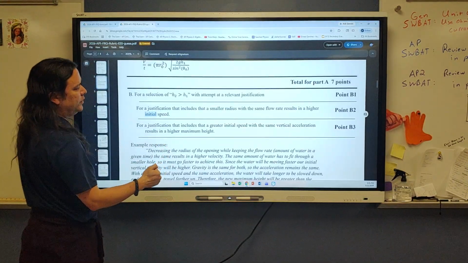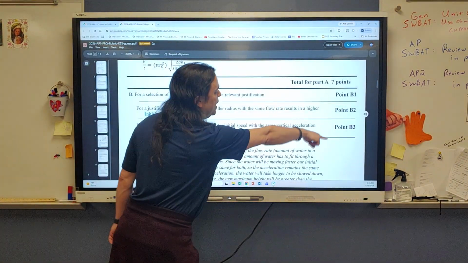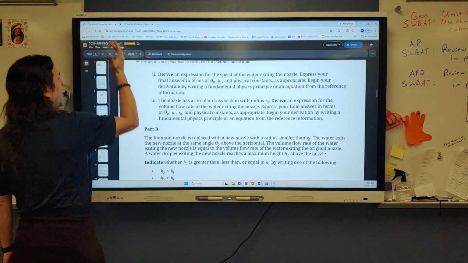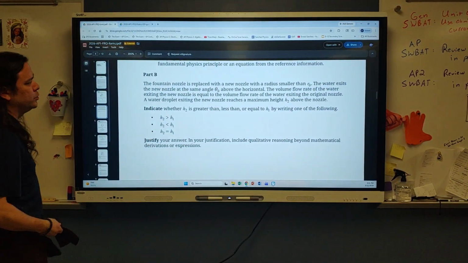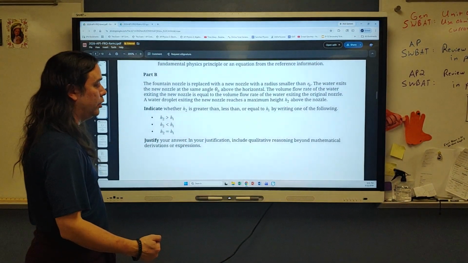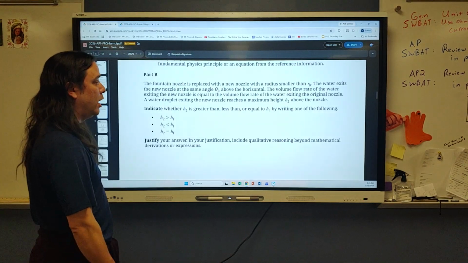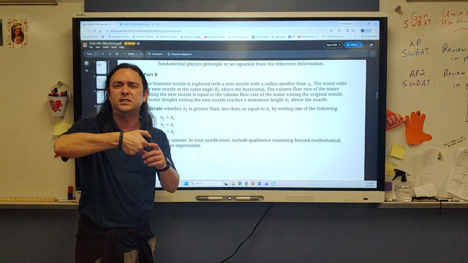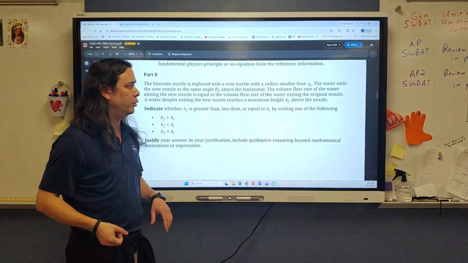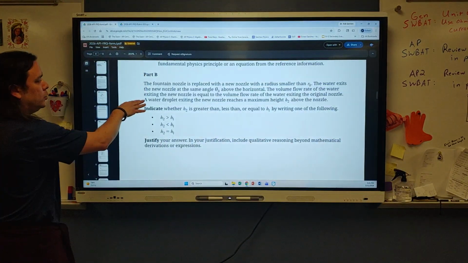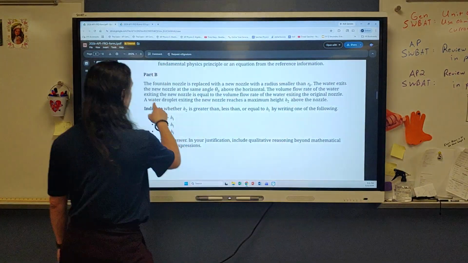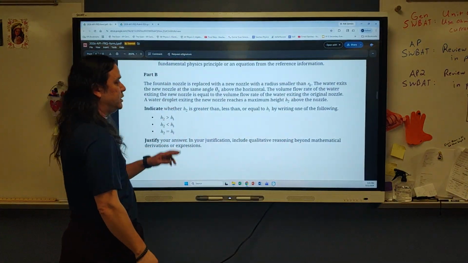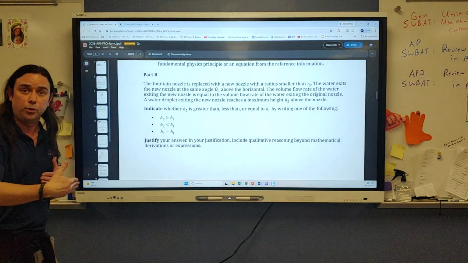I think on the last few of these that I've seen, when they ask you about the changes, it comes down to about 3 points, though it might only be 2 points. The fountain nozzle is replaced with a new nozzle with a radius smaller than R naught, so we're going to shrink it down. In fact, this is exactly the thumb over the garden hose type thing. The water exits the new nozzle at the same angle theta, so we're keeping the same angle. The volume flow rate of the water exiting the new nozzle is equal. So we get the same amount of water coming through in the same amount of time.